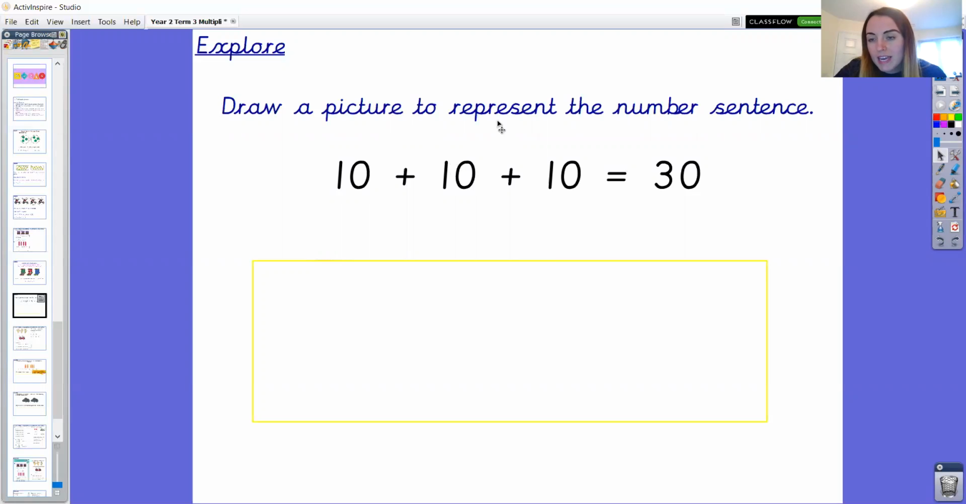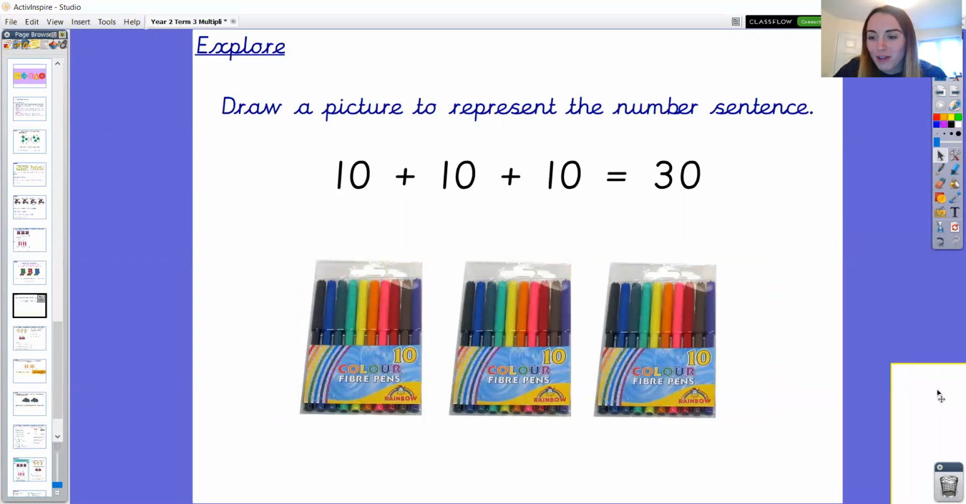I can see that 3 10s have been added together. So this means that there are 3 groups of 10, and that gives us a whole of 30. Okay, so let's have a look together. I have drawn a picture of 3 packs of pens. Okay, so let's have a look. I can see that I have 1 equal group of 10, 2 equal groups of 10, 3 equal groups of 10. So there are 3 packs of pens with 10 pens in each pack. Okay, so 10, add 10, add 10 equals 30 pens altogether.